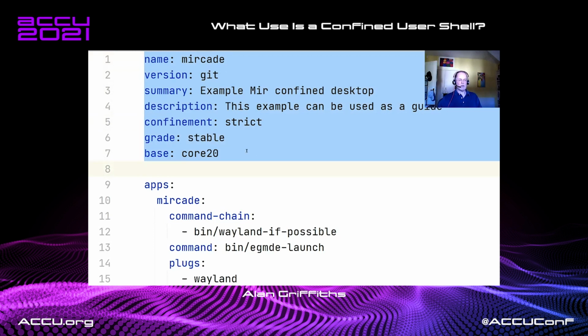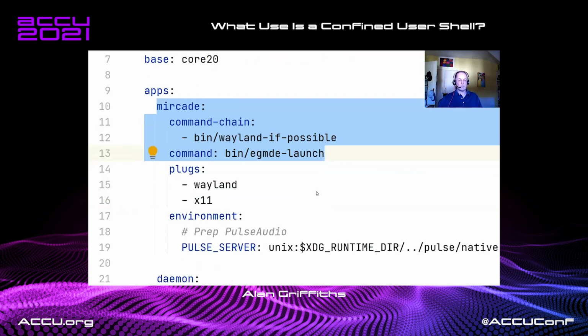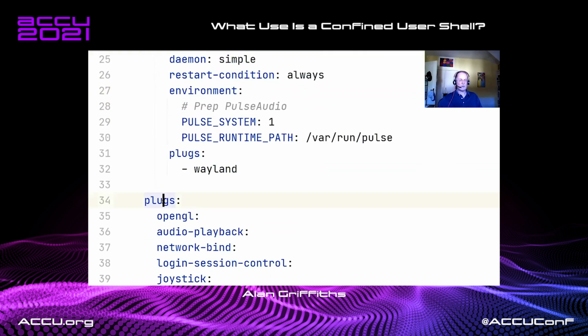So there's a bit of information at the top that basically describes the snap in terms for the user. And then there's a section called apps that describe how to launch the system. So that will launch EGMD, and on core systems, it will run as a daemon, which means it starts automatically. And again, that starts EGMD. Plugs here is to do with the interfaces that the system uses. OpenGL, audio playback, network bind, login D session control. That is to do with being able to log into the system from Accreta.